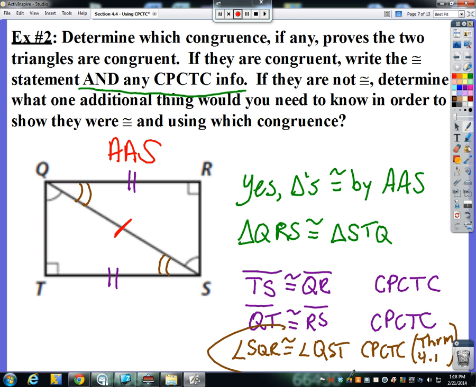Because technically we could use this information before we say the triangles are congruent. Okay? So you could say this before or after the shortcut, technically. Will that always be true? Not always.